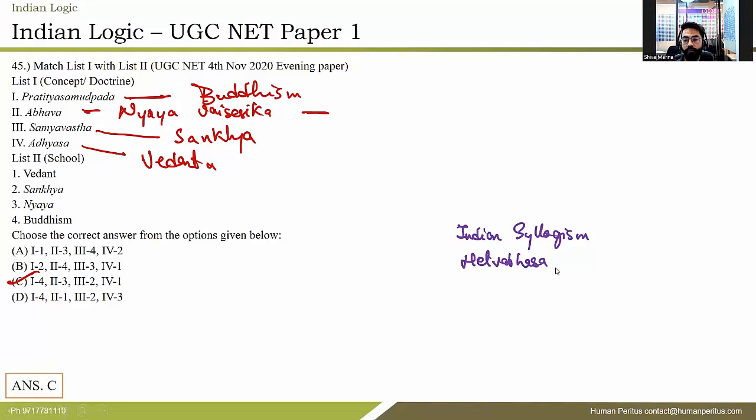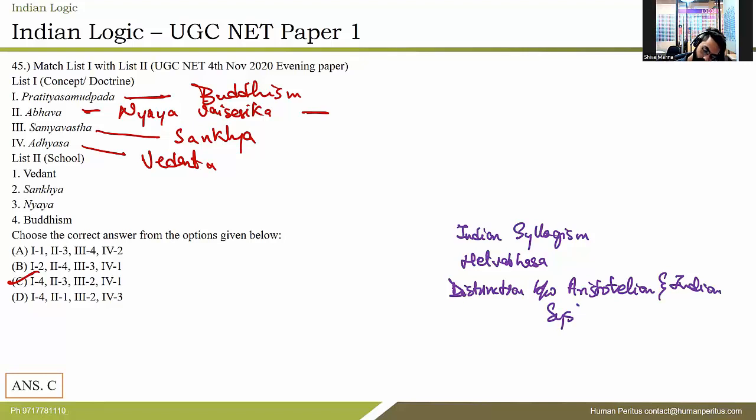Hetvabhasa, again, a very important topic. Different types of Hetvabhasa can be asked, right? The distinction between Aristotelian and Indian syllogism, as well as different doctrines of different schools. These are the topics from where the maximum number of questions come.